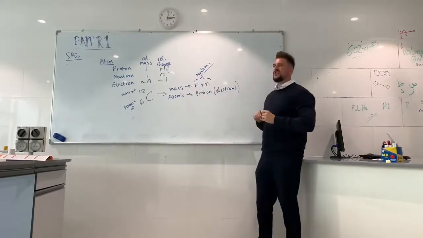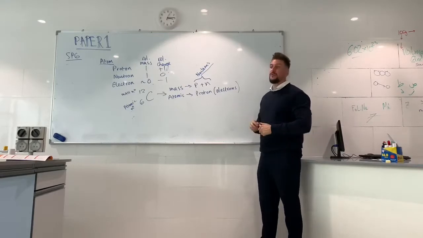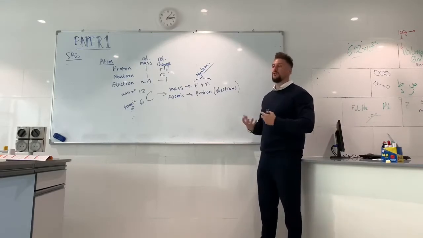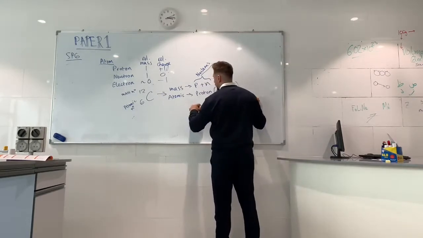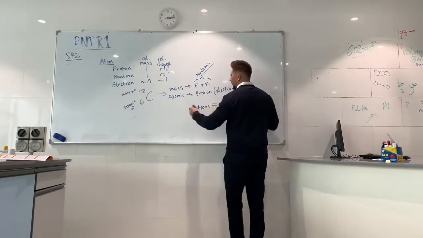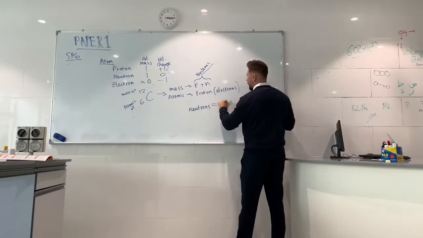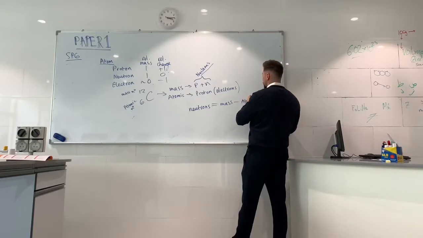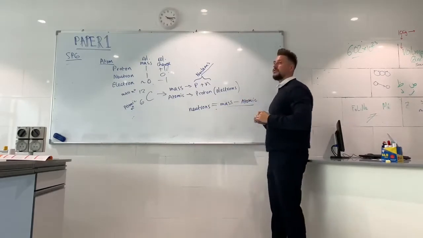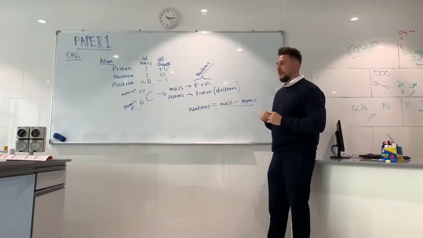A nucleon is just a particle that exists inside the nucleus, so it could be a proton or a neutron. If you want to find out how many neutrons there are, all you do is take the mass number, which is both protons and neutrons, subtract the atomic number, which is just protons, and it tells you how many neutrons there are in the atom.